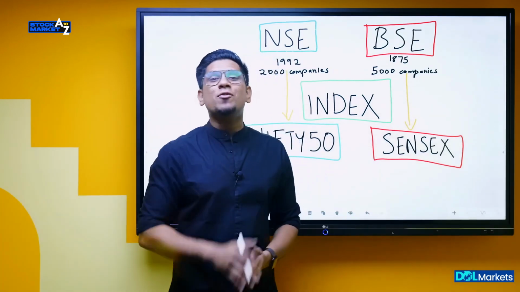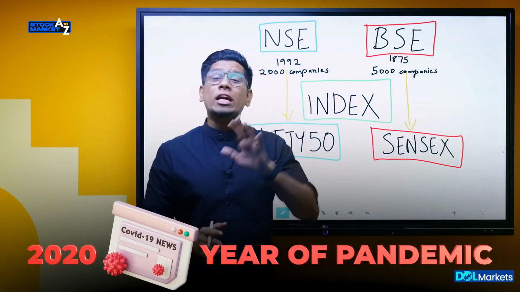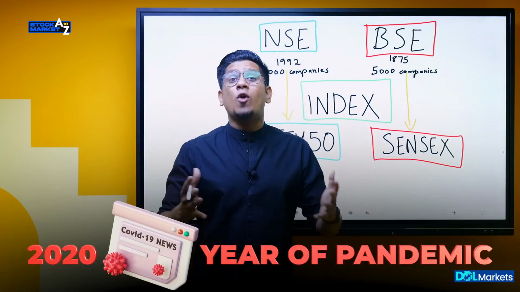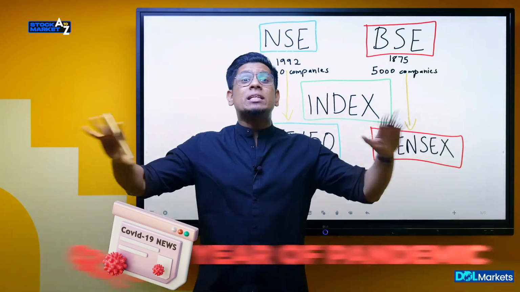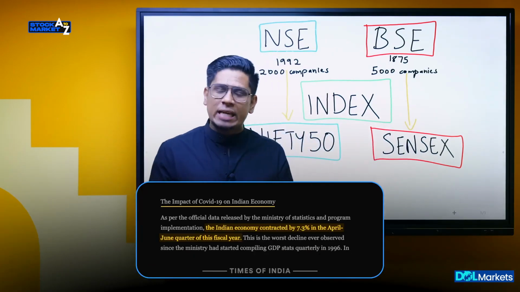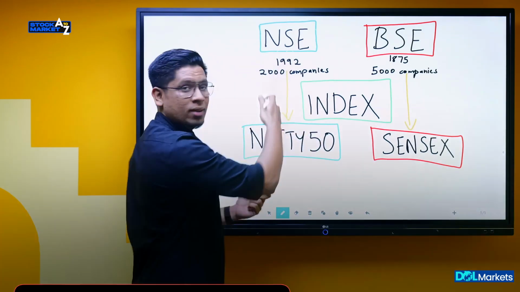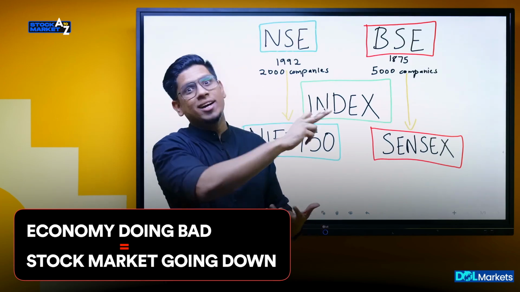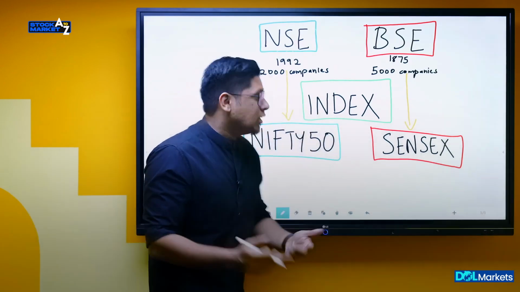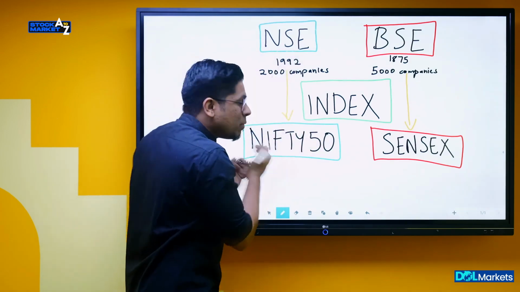In fact, I'll even give you a better, easier example to understand this, which is in 2020, unfortunately, COVID hit the country and all the businesses had to go into lockdown. There was nothing going around in the economy, which means that the economy was doing bad. And what happened to NSE? So if the economy is doing bad, as I said earlier, the stock market will do bad. So NSE was in a bad situation, and that was indicated by Nifty 50.